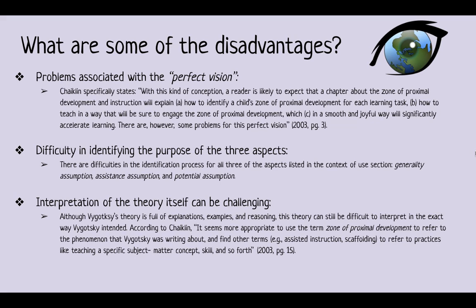There are difficulties in the identification process for all three of the aspects listed in the context of use section: generality assumption, assistance assumption, and potential assumption. For generality assumption, Chaiklin asks an important question. If Vygotsky's intention was to use the concept for all kinds of learning, then why not name it the zone of proximal learning? Why does the term development appear in the concept?